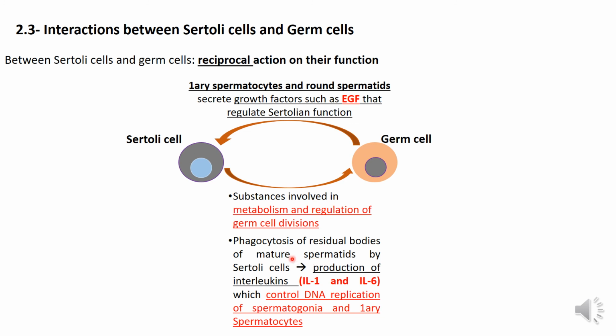So the phagocytosis of the residual bodies produced during the spermatid's maturation into sperm cells will trigger the production of interleukin 1 and 6 by the Sertoli cells. Those interleukin 1 and 6 will be secreted by the Sertoli cells, and they will act on the germ cells in a paracrine manner, where they will control the DNA replication of spermatogonia and primary spermatocytes before they start the meiosis.